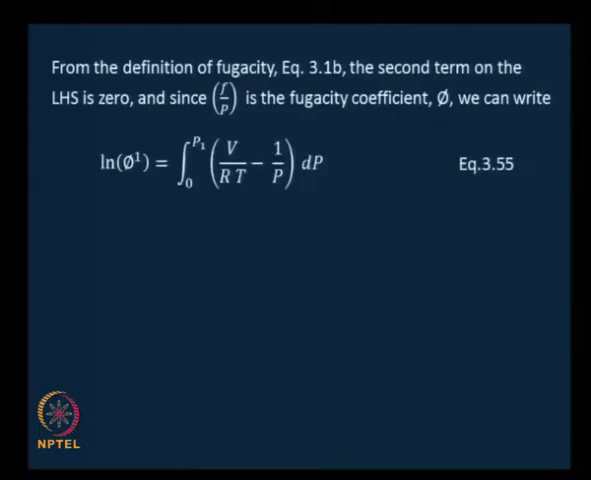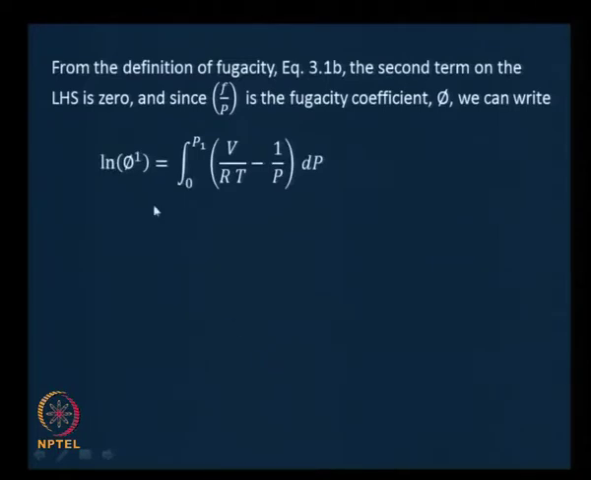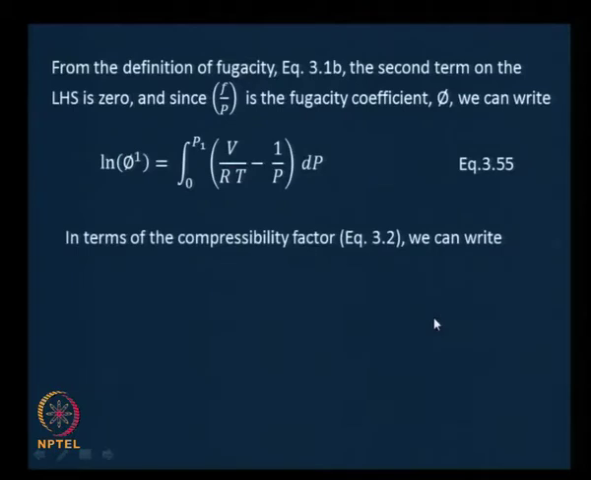Okay, then we figured out how to get at the fugacity coefficient from the PVT data, and this is the final expression: ln of phi1, the fugacity coefficient at 1, is the integral from 0 to P1 of (V by RT minus 1 by P) dP. This we had derived, and in terms of the compressibility factor it is nothing but the integral from 0 to P1 of (Z minus 1) by P dP.